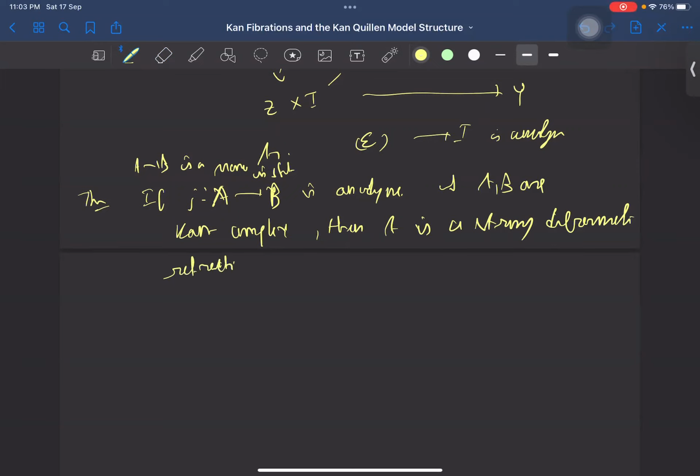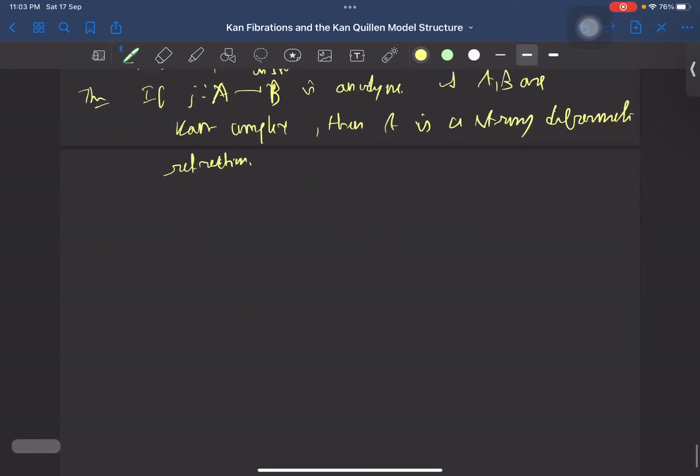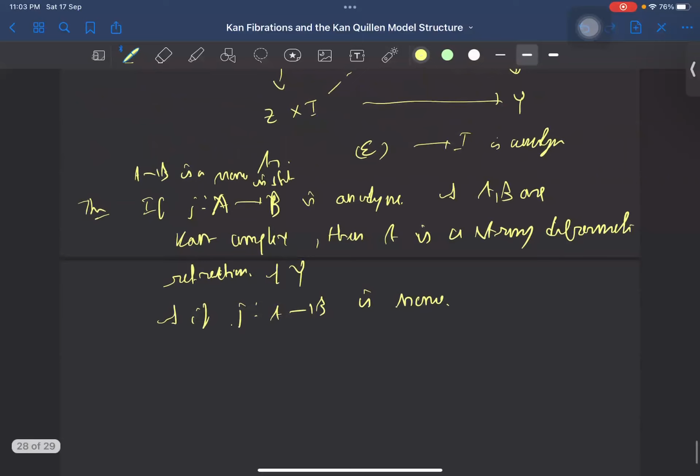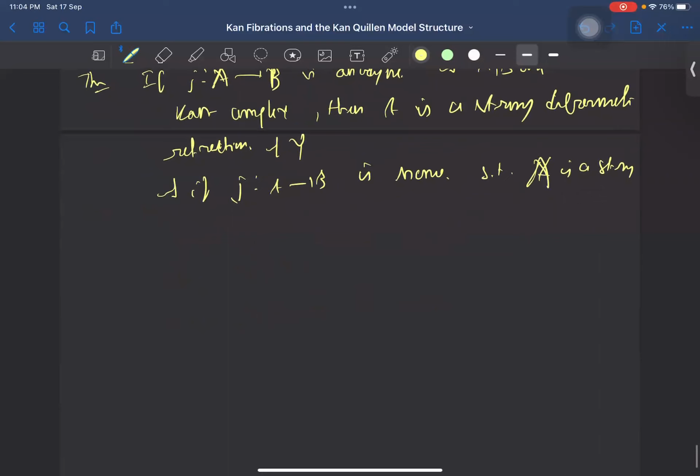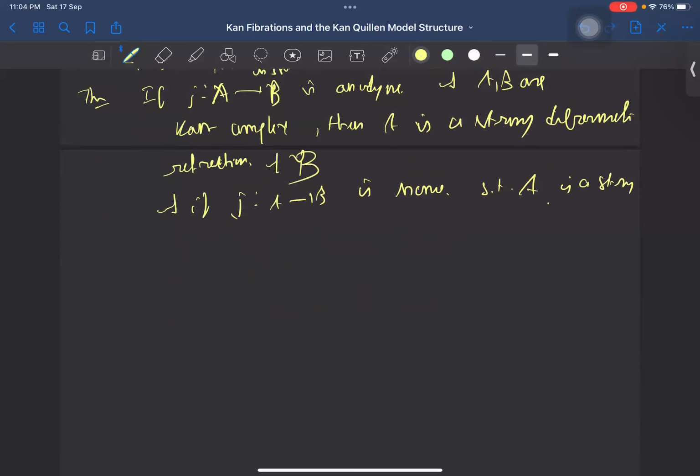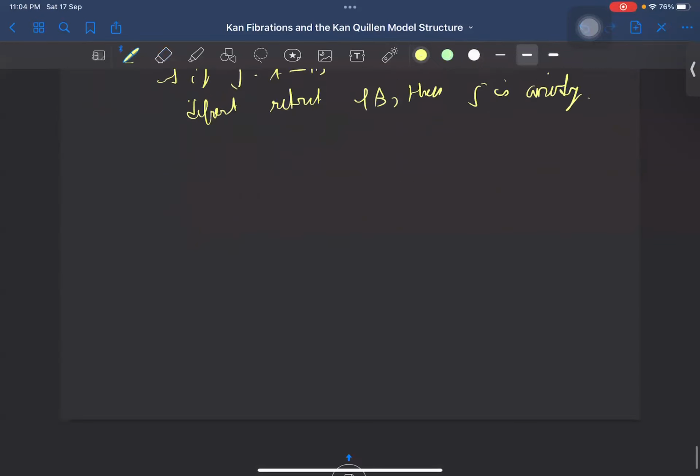Again, these are applications, so I won't give a proof because I don't have that much time. Retraction of B, and if J is a mono, which is something that we already assume, but let me write it this way: J is a mono such that A is a strong deformation retraction of B, then J is anodyne.